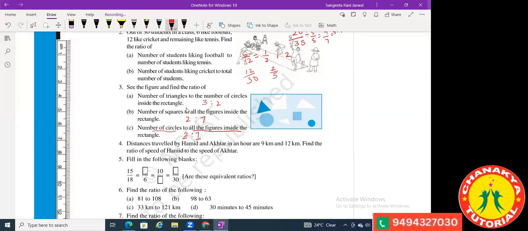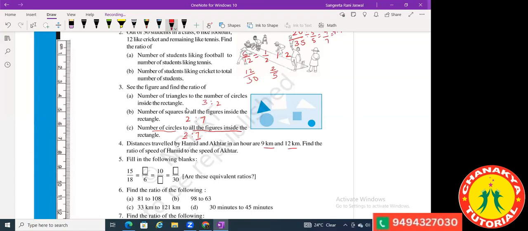Okay. Now, see the next question. Distances traveled by Hamid and Akhtar in an hour are 9 km and 12 km. Find the ratio of speed of Hamid to the speed of Akhtar. Now, both the boys are traveling in an hour. They are covering the distance 9 km and 12 km. Find the ratio of their speed.